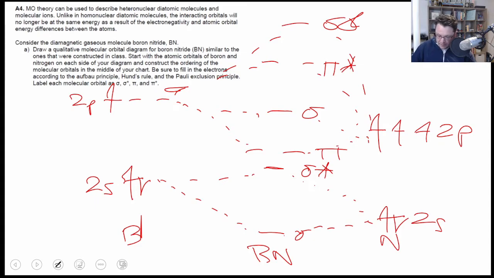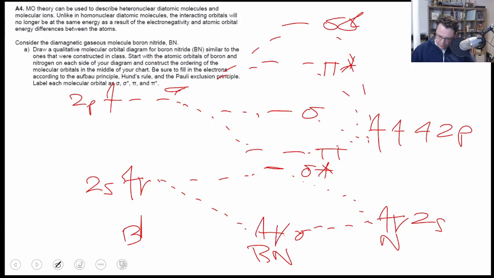So we have this right here. The next thing we want to do now, all of these are labeled, is put in the electrons. We have a total of 8 electrons: 3 from the boron and 5 from the nitrogen. We just fill those into the molecular orbitals using the Pauli exclusion principle, Hund's rule, and the Aufbau principle.